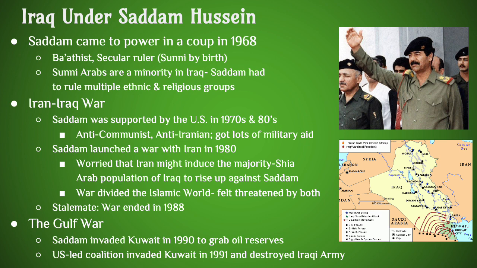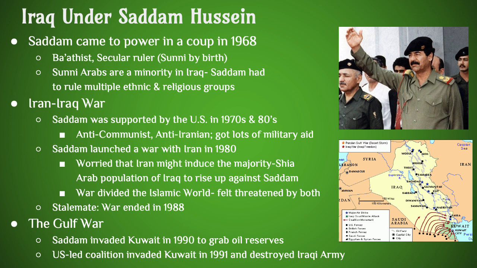It was a horrific war. Saddam used chemical weapons on not just Iranians, but his own people as well, that he saw as not sufficiently loyal. So the war sort of ends as a stalemate in 1988, but Saddam's not done. Saddam decides to invade this tiny country called Kuwait in 1990, mainly to grab the oil reserves because there's a tremendous amount of oil in Kuwait. And we didn't like that.